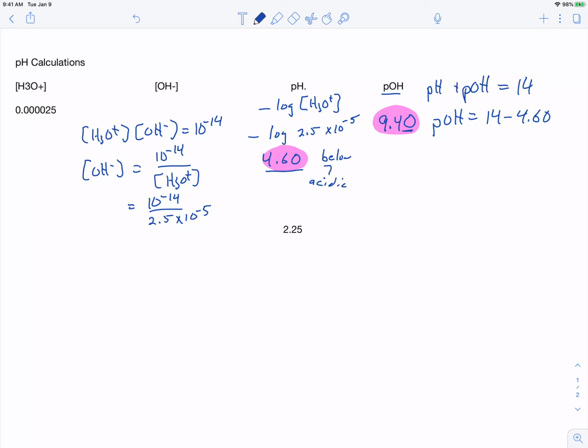So 10 to the minus 14 divided by 2.5 times 10 to the minus fifth equals 4 times 10 to the minus 10th. That's going to be our hydroxide concentration. Is that the right number of significant digits? Well, actually, if we look here, we have 2. This 4 would correspond to that 10 to the minus 5. So we need to add 2 zeros. Those 2 zeros are what correspond to the 2.5.